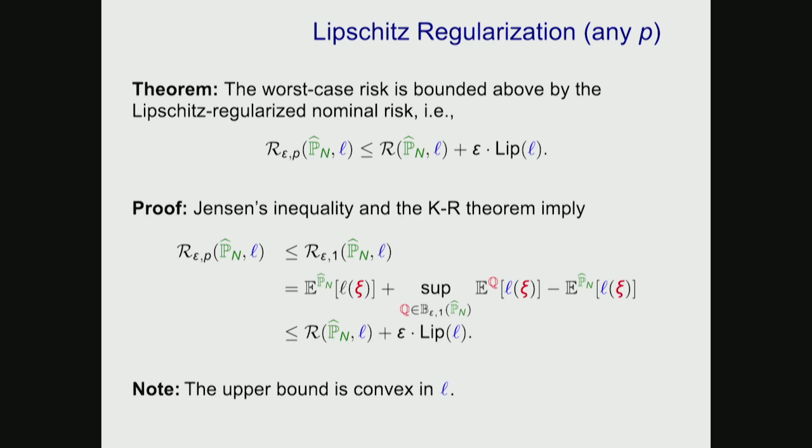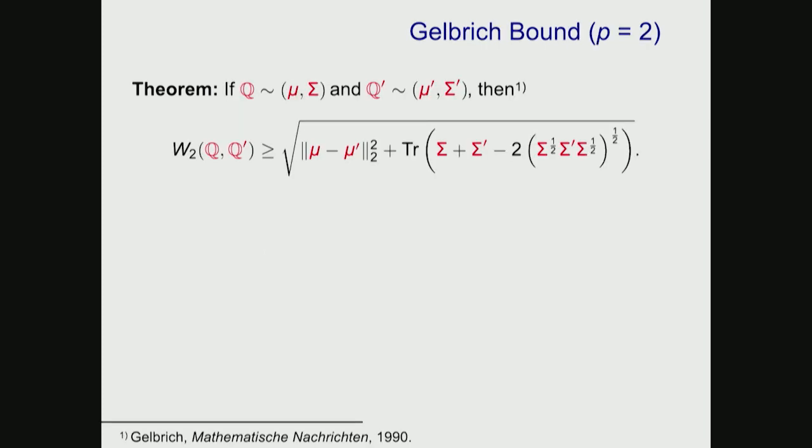So we have this upper bound. Now there is a third upper bound that only applies if p is equal to 2. So that only applies for the type 2 Wasserstein distance, which is a very important special case.